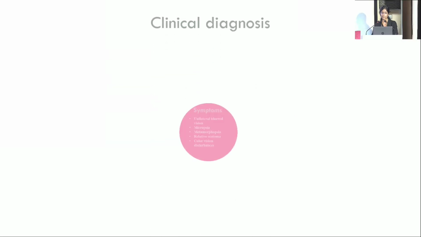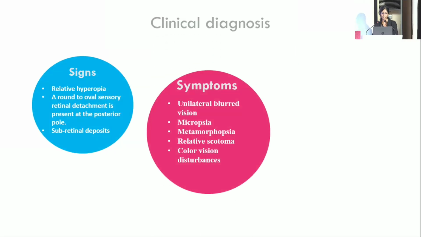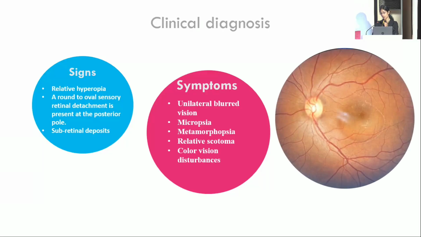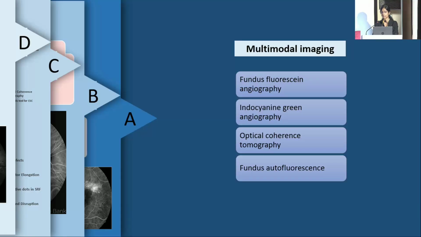As we all know, clinically the patient presents with unilateral blurred vision, micropsia, metamorphopsia, and relative scotoma, and signs we can see on fundoscopy. There is a round to oval sensory detachment with subretinal deposits. Multimodal imaging can be done in cases of chronic CSCR and non-resolving CSCR patients.